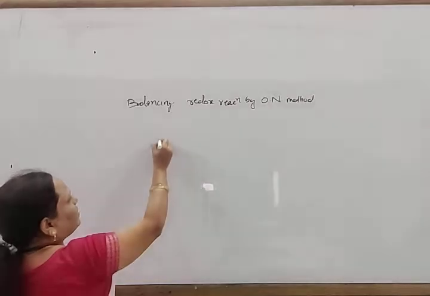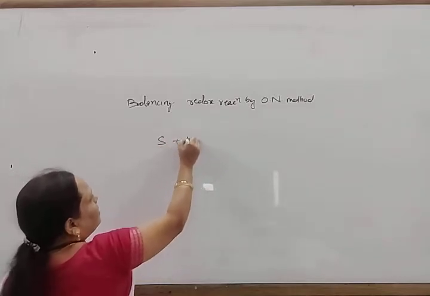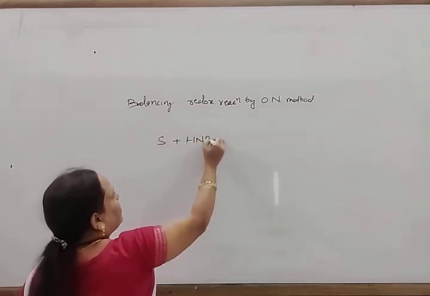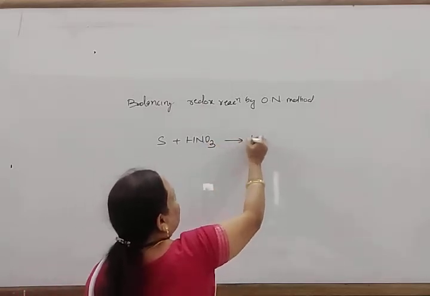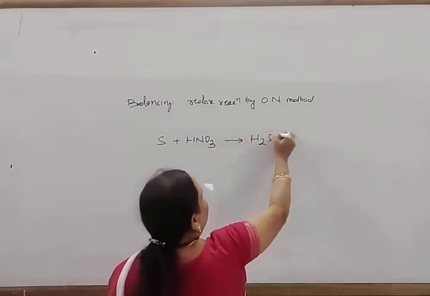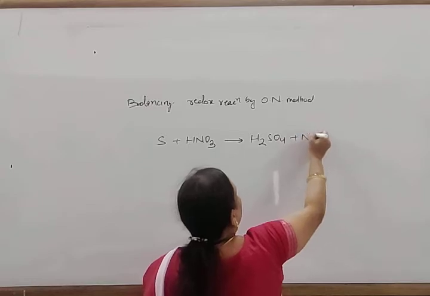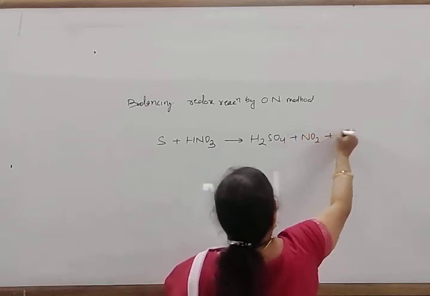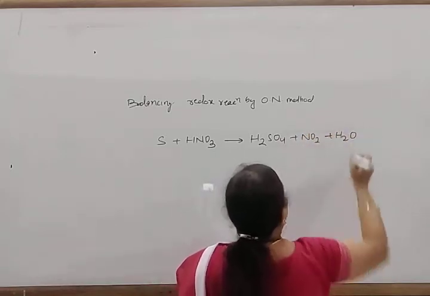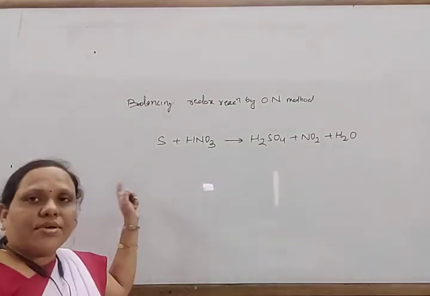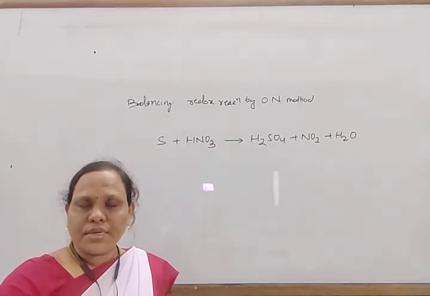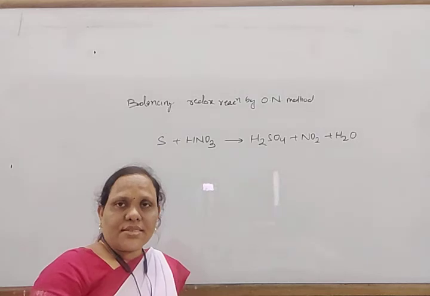Suppose one equation is given: sulfur plus HNO3 gives rise to H2SO4 plus NO2 plus H2O. Balance this equation by the oxidation number method. So how do we balance this equation?